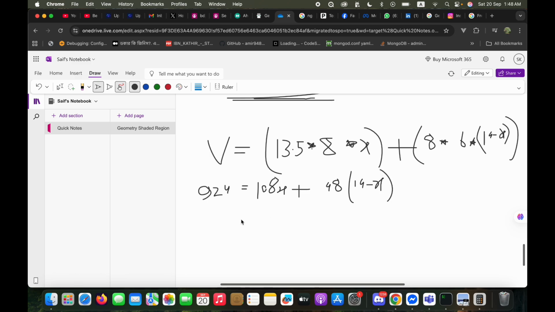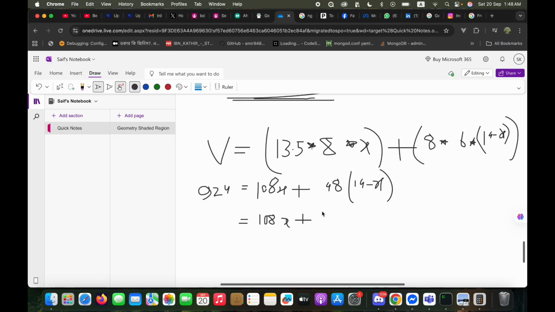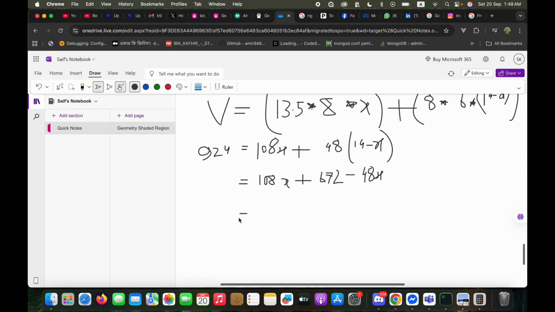So we can calculate this as 108x plus 48 multiplied by 14. 48 multiplied by 14 is 672, minus 48x. So 672 minus 48 into 14 minus 48 into x. So 108x minus 48x is 60x. So 60x plus 672.